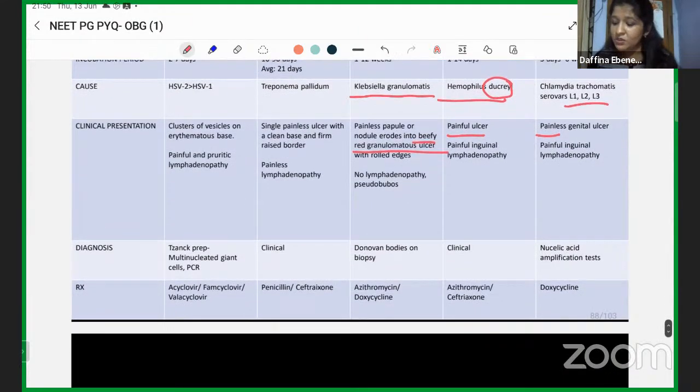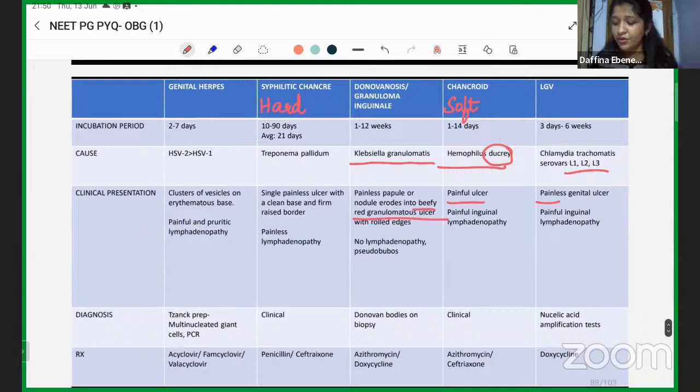Diagnosis for HSV, as we already know, you do a Tzanck smear. You can find the multinucleated giant cells. Tzanck cells can be seen. That will help in the diagnosis. Syphilitic chancre and chancroid, both of these are clinical diagnosis only. You look at the lesion, look at the clinical features and diagnose. Donovanosis, you do a biopsy, you can identify the Donovan bodies. And LGV, you have to do a nucleic acid amplification test to confirm the diagnosis.